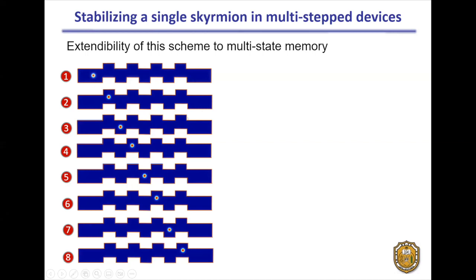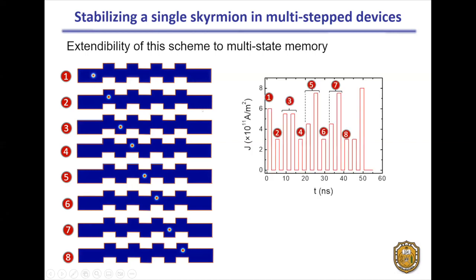In fact, I didn't plot the conditions here. They are here. So we use different pulses and we fine tune the conditions. Actually, we fixed the pulse width to 2 nanoseconds. It was fixed, which is another parameter that can be optimized. And we choose different amplitudes, and we were able to stabilize a single skyrmion in different states, all of them without missing any one. So that tells us that this is one way to stabilize the skyrmion and to use this kind of device for multi-state memory.